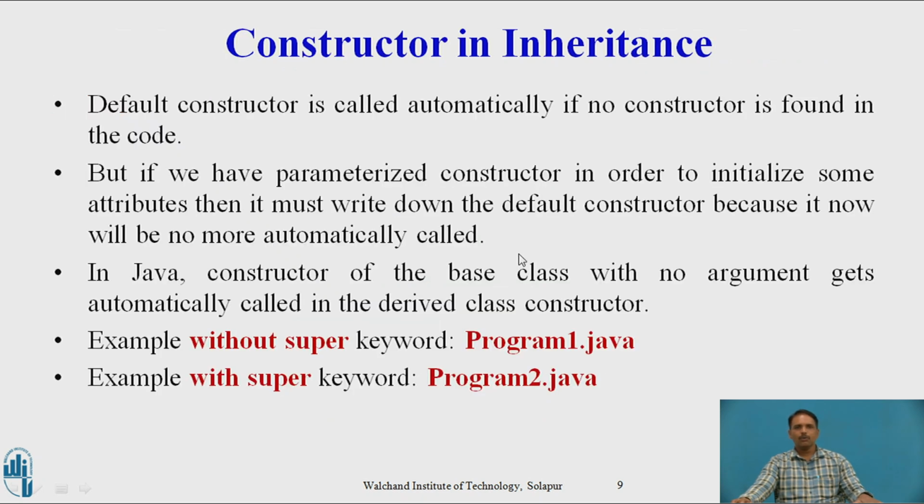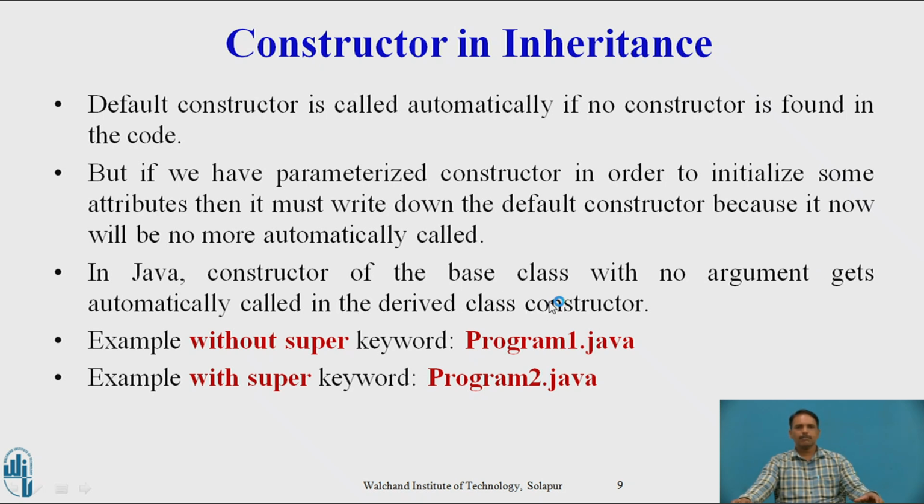Now let us understand how exactly constructors are used in inheritance. So we have some default constructors. A default constructor is called automatically if no constructor is found in the code. But whenever we have a parameterized constructor, in order to initialize some of the attributes, then we must write down the default constructor as well, because now the JVM, or Java virtual machine, is no more going to provide you the default constructor automatically. So in Java, the constructor of the base class with no arguments gets called automatically in the derived class constructor.